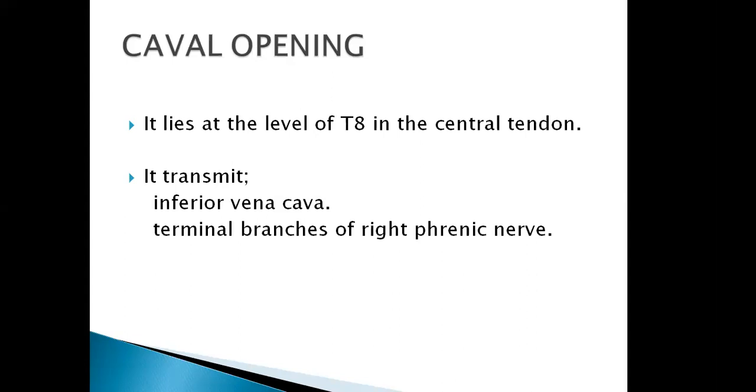Remember the three openings here: vena cava, aortic, and the esophageal. Vena cava lies at the level of T8, esophageal lies at the level of T10, and the aortic opening lies at the level of T12.